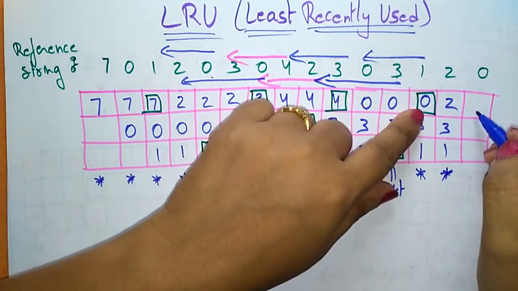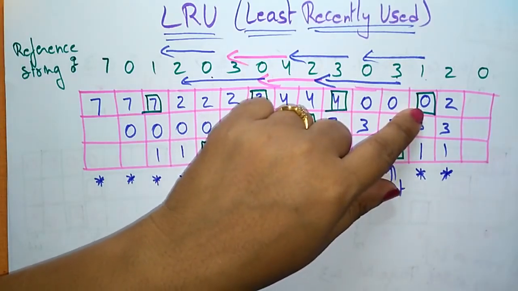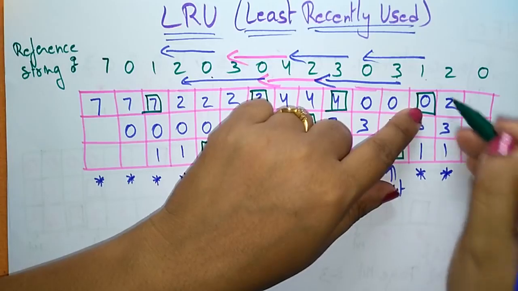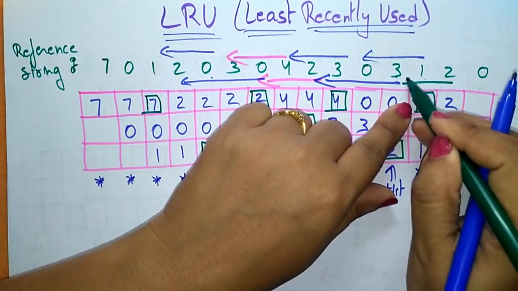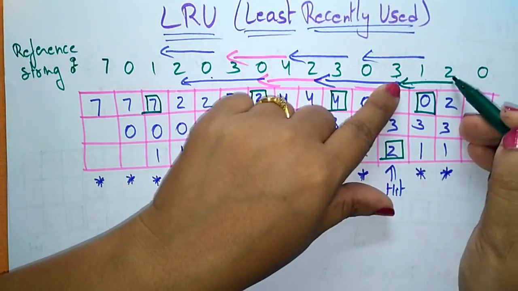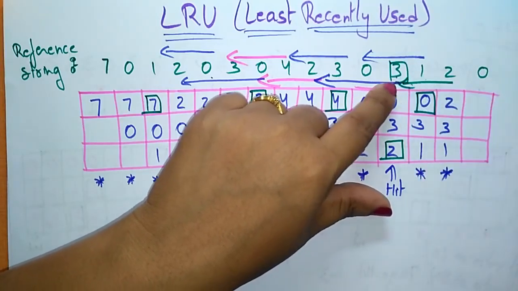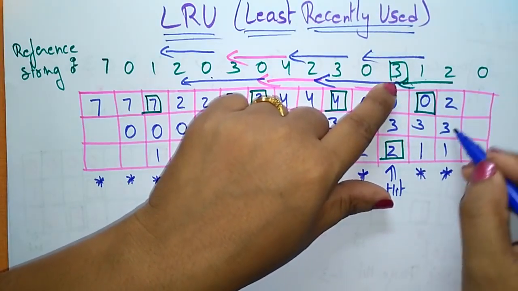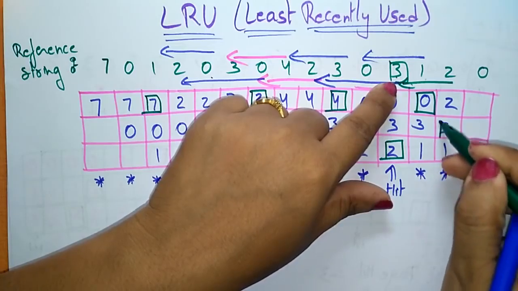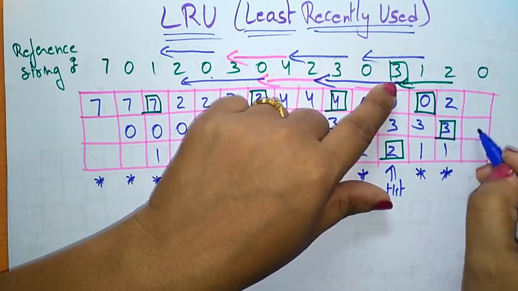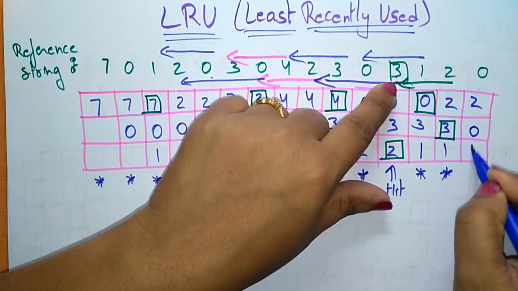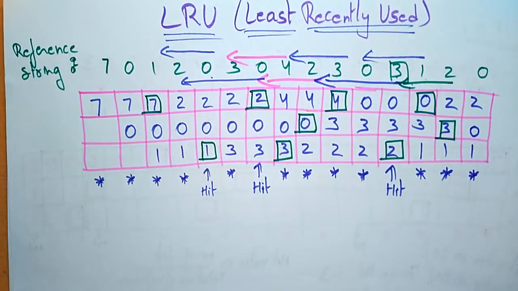Now 0. Again check which is the least recently used. 2 is most recently used, 1 is next. So 3 is the least recently used. In place of 3, I have to replace with 0, 2, 1. So this is also a page fault.